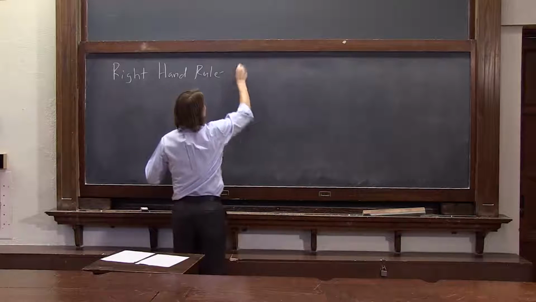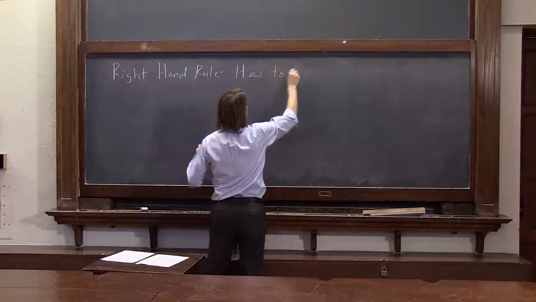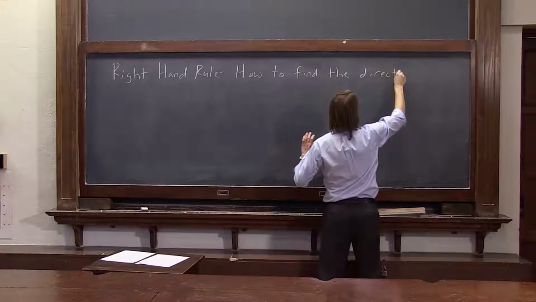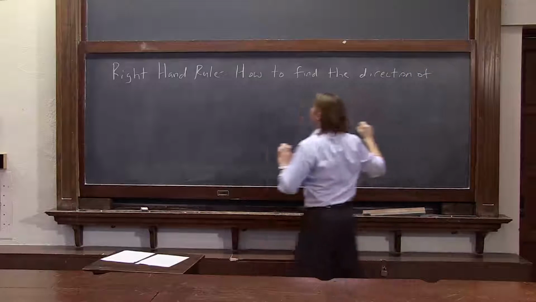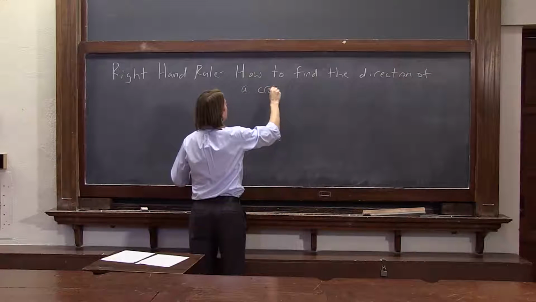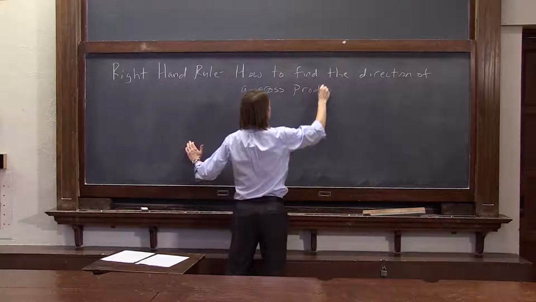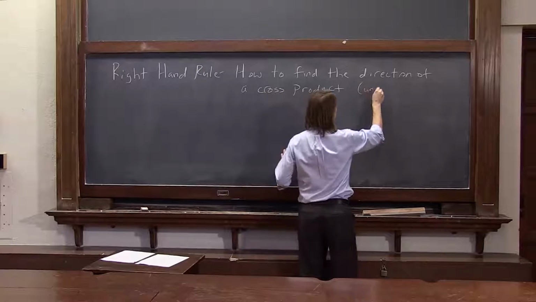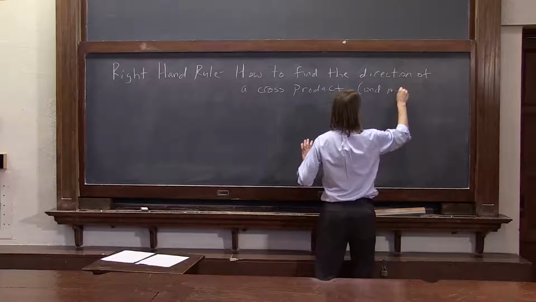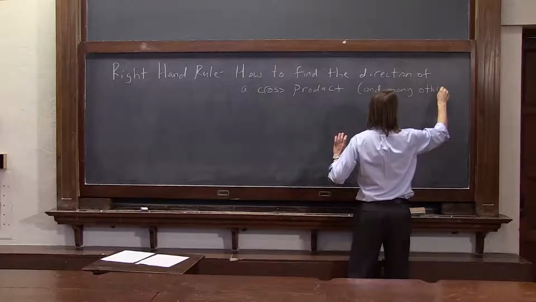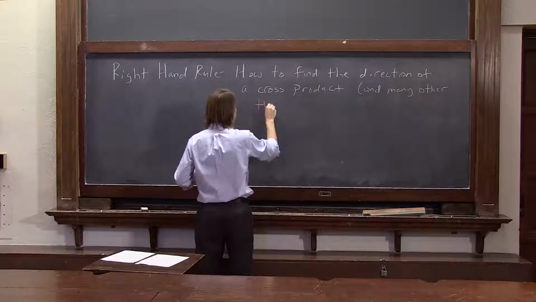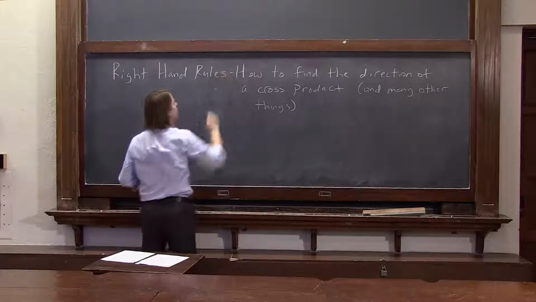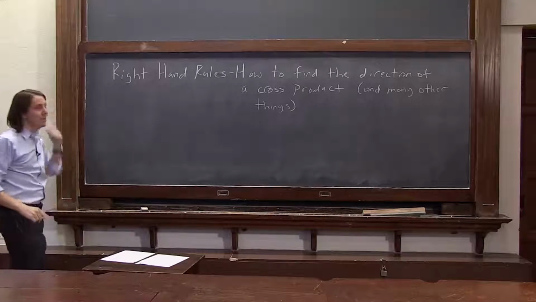It's how to find the direction of a cross product, really, and many other things. So it's really the right-hand rules in physics. We use it a lot of different ways for a lot of different things.